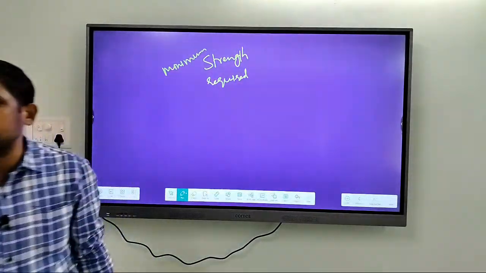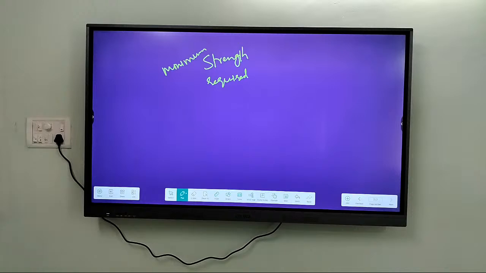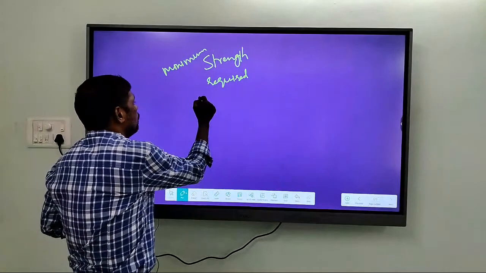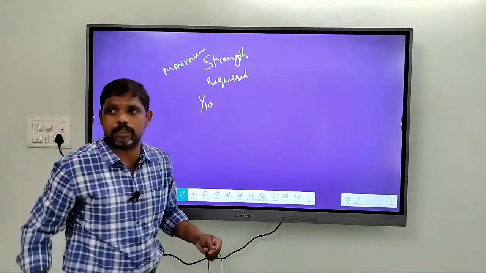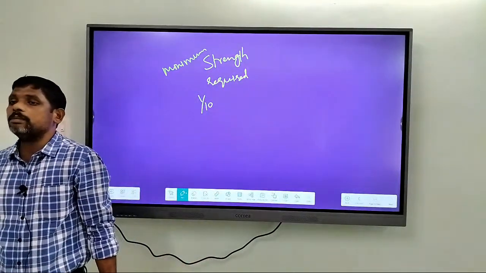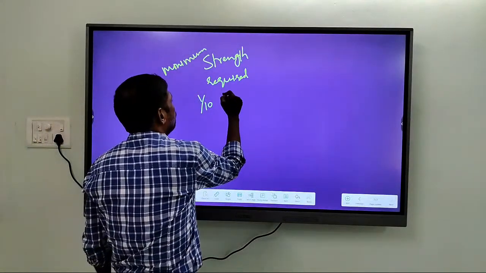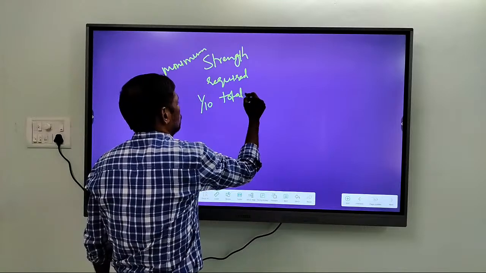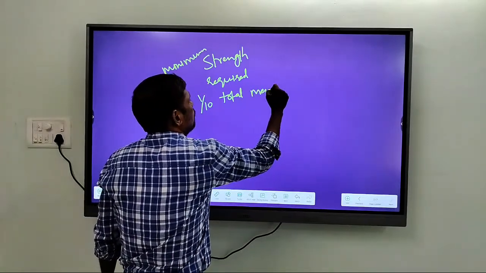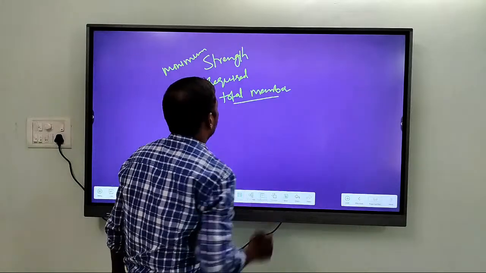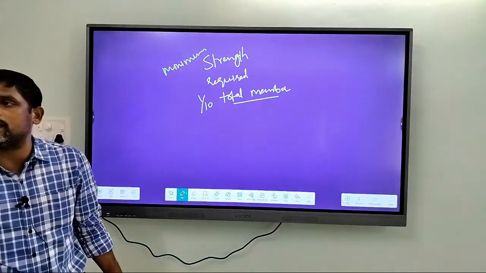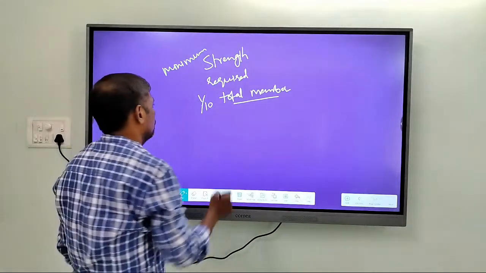So what is the minimum strength that is required to start the business of the house? Any idea? Alright. So remember, to start the business of the house, it requires 1/10 of total members. The minimum strength that is required is 1/10 of the total strength of the house. That is the minimum quorum that is required, right?